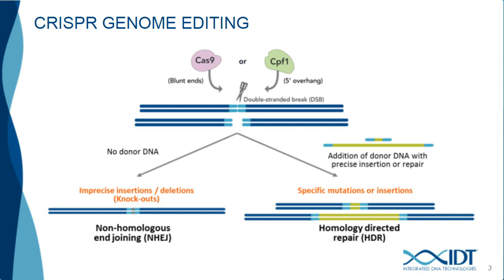Alternatively, if a donor DNA template is provided with homology arms targeting the regions adjacent to the double-strand break, shown here in blue, specific mutations can be incorporated into the resulting population of cells using the homology-directed repair pathway.